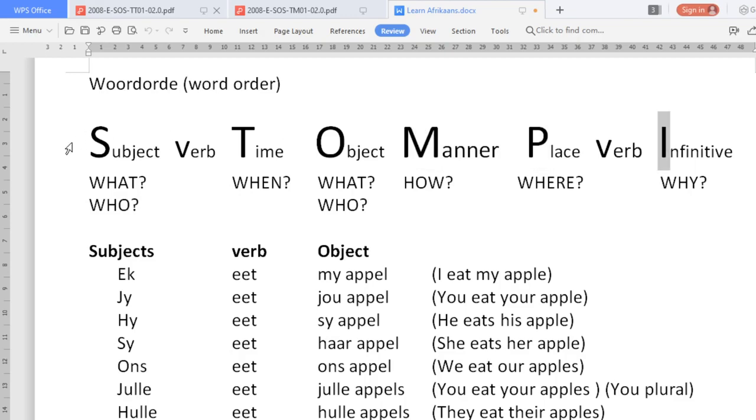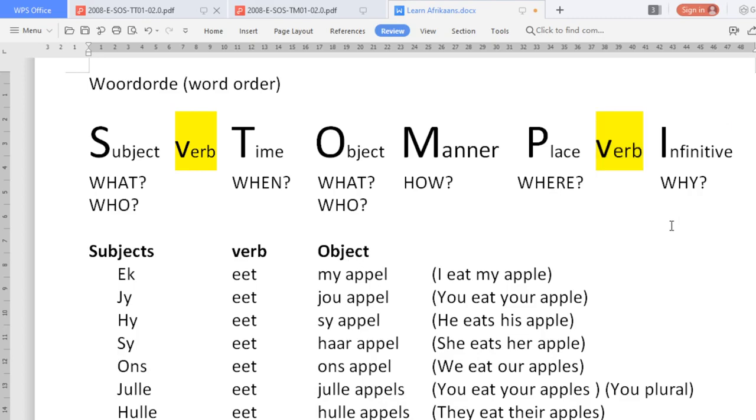Okay, STOPMI. So the subject is what or who is in the sentence. Then we've got the verb. The important thing is the verb must always go second in the sentence. Then we've got time, when is something happening. The object, so the other who or what. Then we've got manner, so how is this happening. Place, where is this happening, and then we've got the other verb over here.